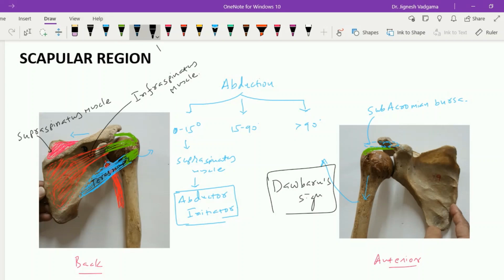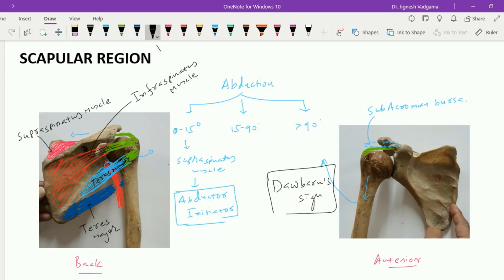Just below the teres minor muscle, we find one more muscle, which arises from the inferior angle of the scapula, somewhere from here. This muscle passes upward and laterally, passes in front of the long head of the triceps muscle and in front of the humerus also, and inserts on the medial lip of the bicipital groove, which is present on the anterior aspect of the humerus. So this muscle is the teres major muscle.